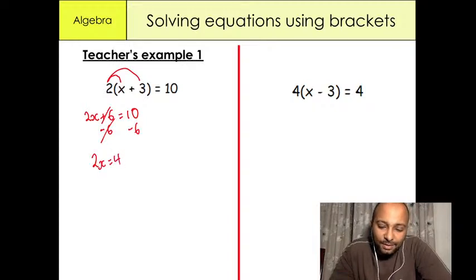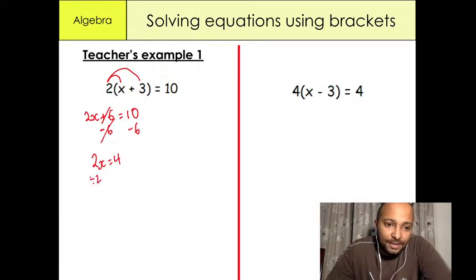Now there's two ways of answering this question. What do I need to multiply 2 by to give us 4? Or you can just divide both sides by 2. I like to divide both sides by 2, so I'm going to divide this side by 2 and this side by 2. And what we should have is x is equal to 2.